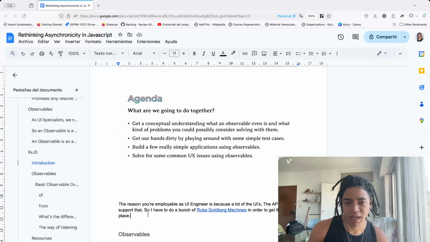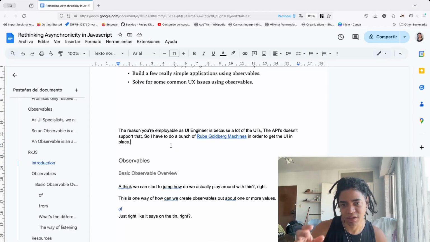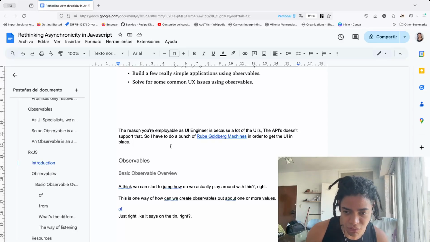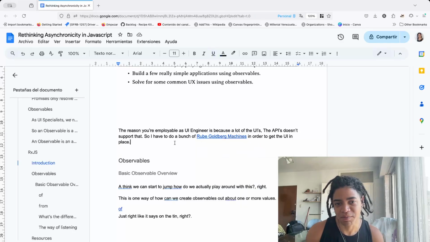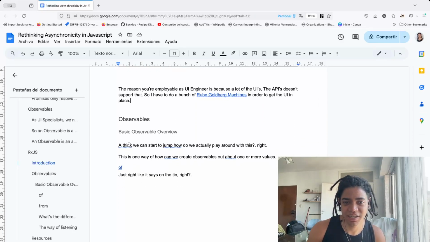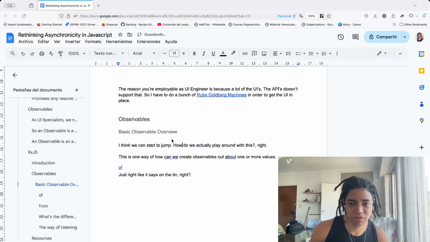And then Steve Kinney elaborated on a lot of this with the idea of why you are still employable as a UI engineer: because a lot of the time the API doesn't support the UI. It's pretty much like legacy systems. So you need to find a way to make that API support the UI. You have to build a bunch of Rube Goldberg machines in order to get the UI in place. So yep, let's get into this.